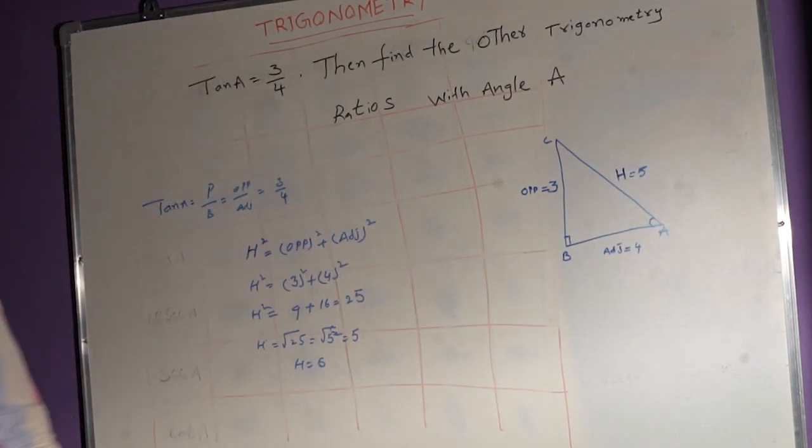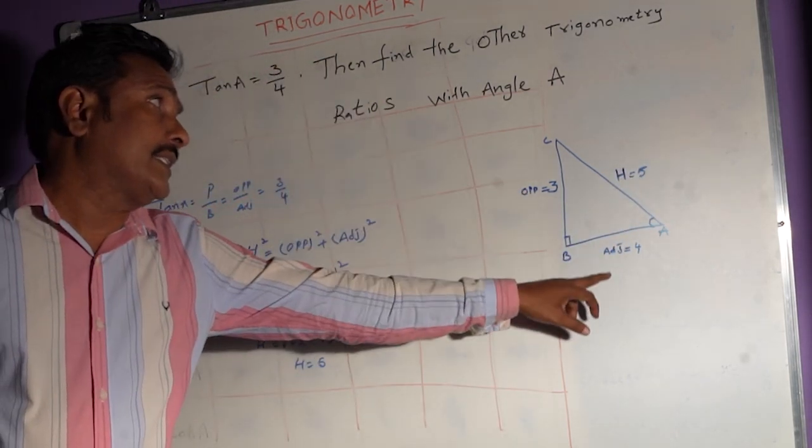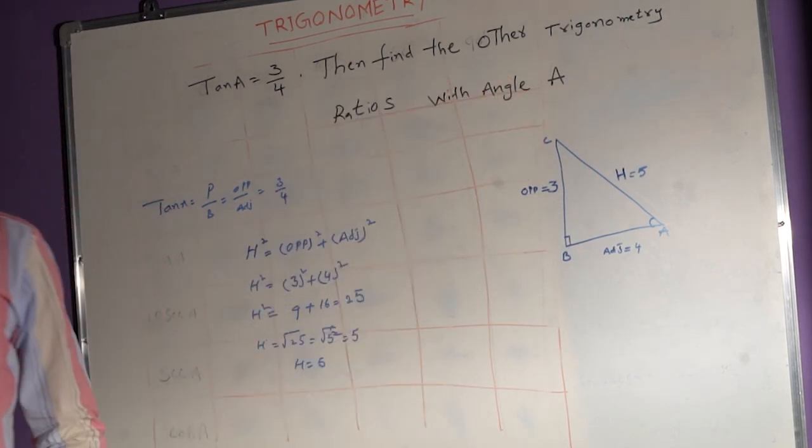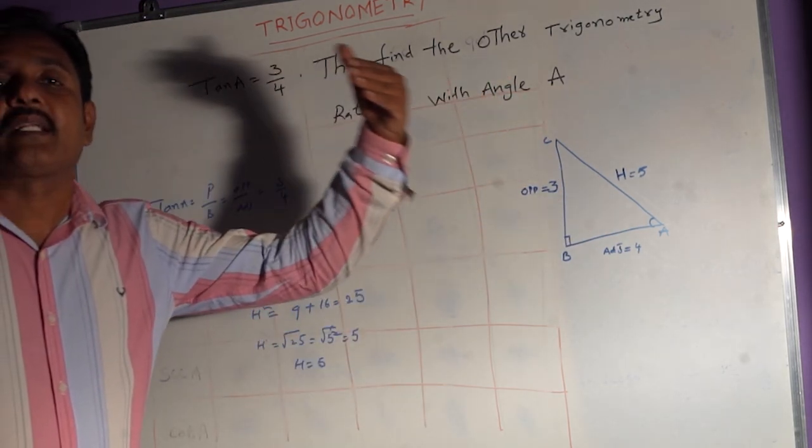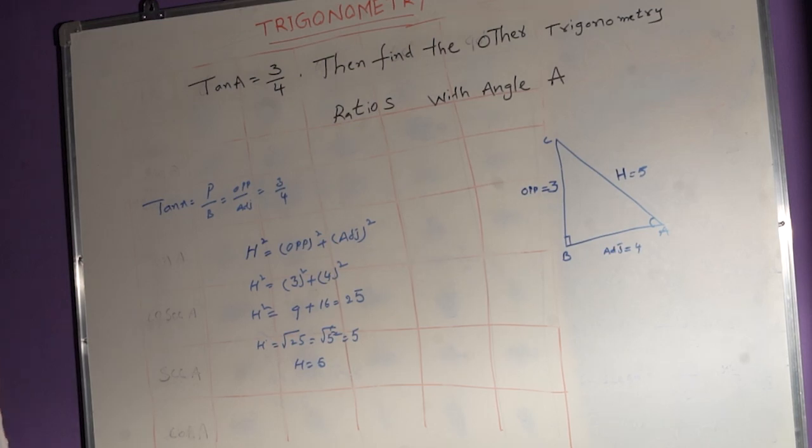On this triangle, opposite is there, adjacent is there, hypotenuse is there. Then the other trigonometrical ratio values. Look at this.